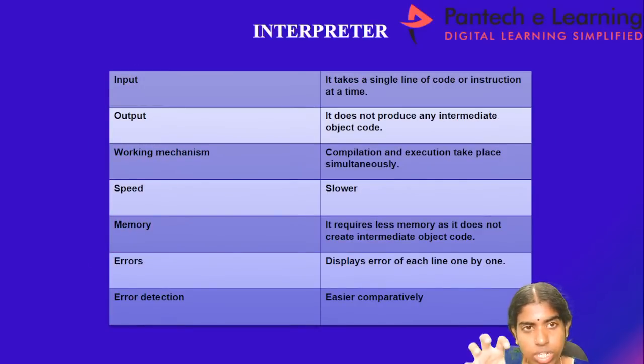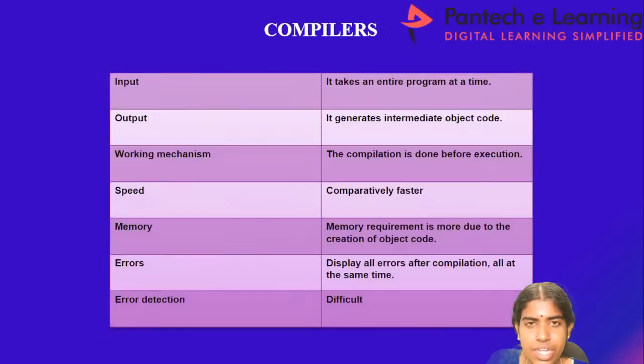Clear with this? So what are all the different units that are present in an interpreter and what are all the different units that are present in a compiler? All these are the different units that are present in an interpreter, and all these are the different units in a compiler. So it has an input unit, output unit, working mechanism, speed, memory, errors.